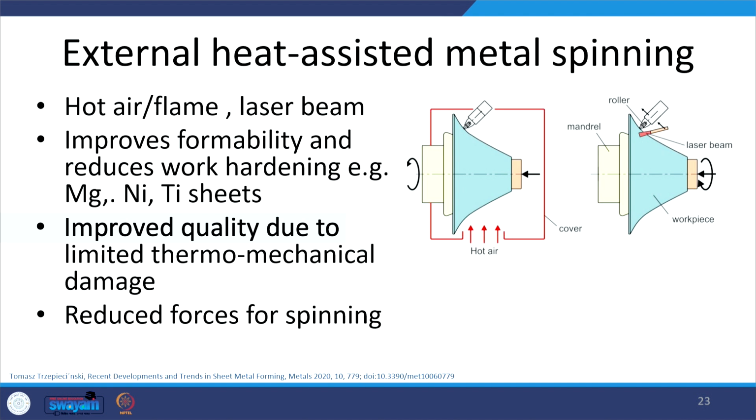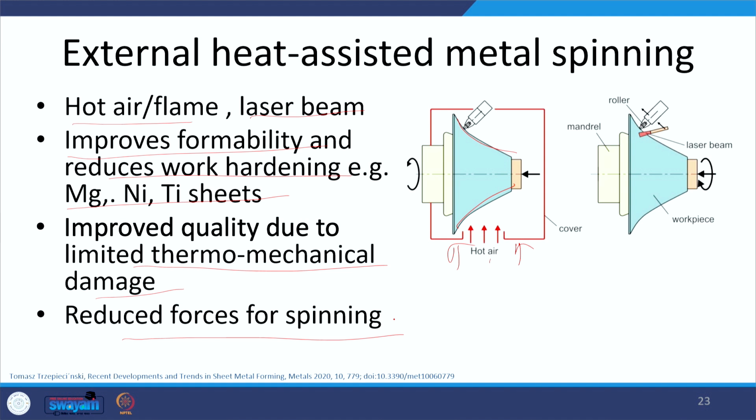But sometimes the ease of deformation is not very good, then we can use external heat to soften the metal, reduce the strength and improve the ductility. So, we can use hot air, a flame or a laser beam. With hot air, the spinning is done in a hot air chamber so that the metal is softened, and then the roller does its job for sheet metal spinning. This heating improves the formability and reduces the work hardening effect, and therefore it is found very suitable for magnesium, nickel and titanium sheets. It allows improved quality due to the limited thermomechanical damage to the metal, and it requires reduced forces for spinning due to the improved formability of the material.